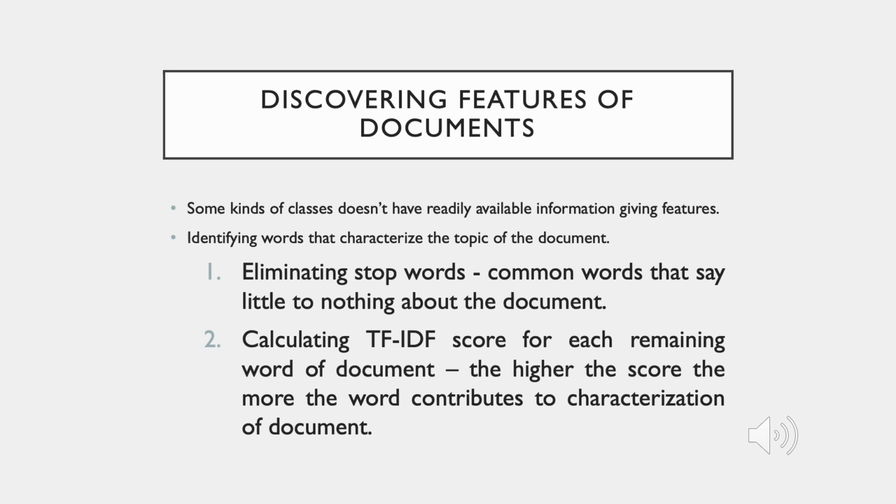The first thing to be done here is eliminating the stop words. The stop words are nothing but the most common words that don't really say anything about the document. The second step is to calculate the TF-IDF score for the remaining words. The words with the highest scores are the words that characterize the document. This is done to lower the value of terms that appear often in features and hence their impact in calculating the final similarity score.